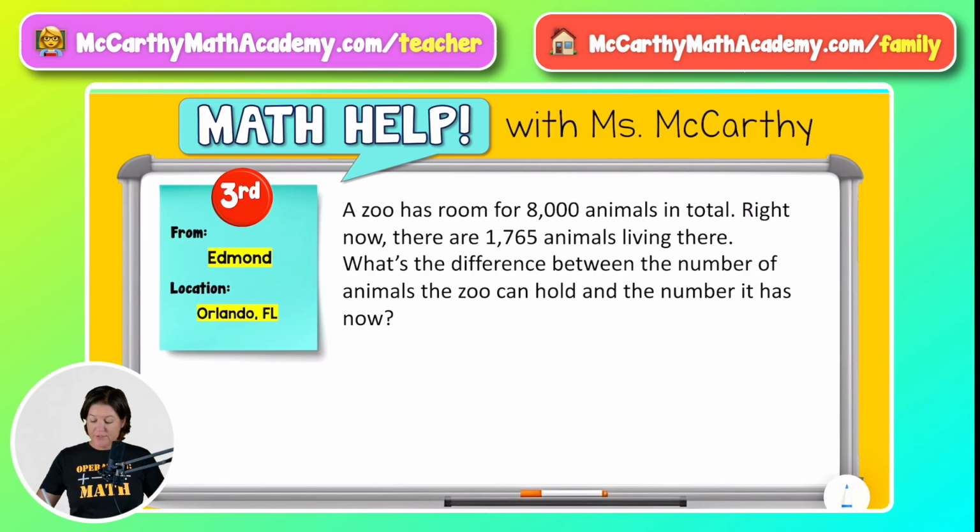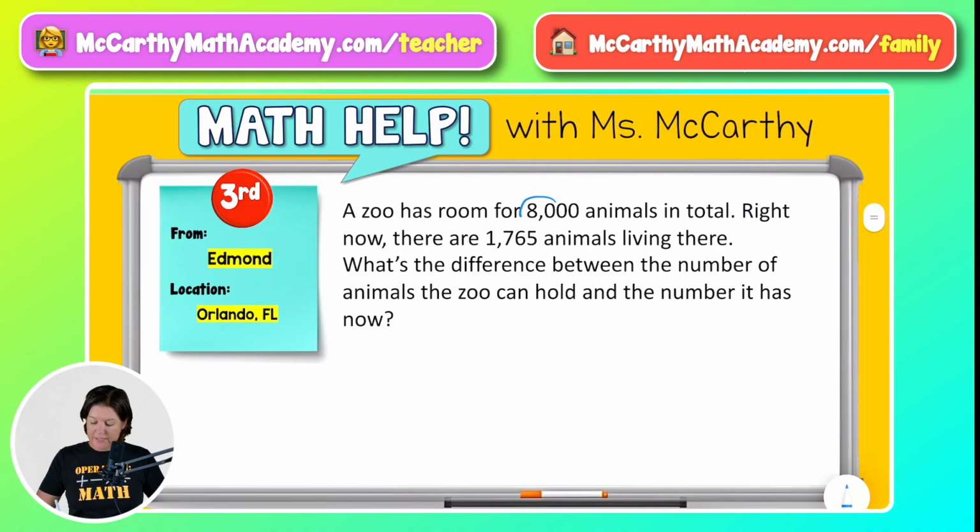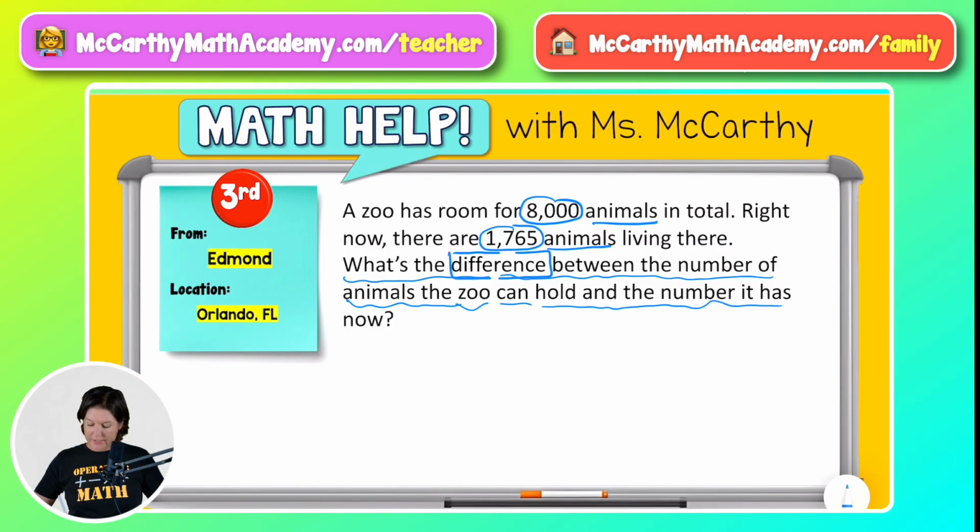So let's do it. A zoo has room for 8,000 animals in total. Right now, there are 1,765 animals living there. What's the difference between the number of animals the zoo can hold and the number it has now?